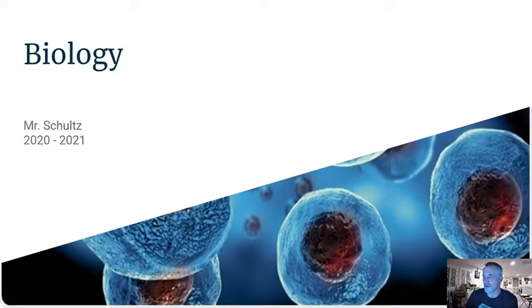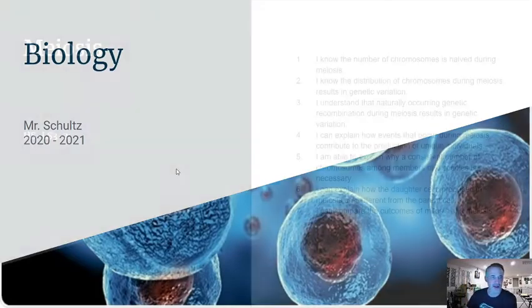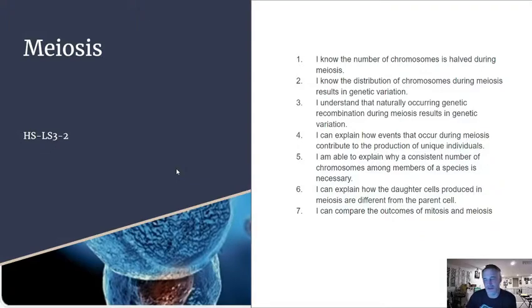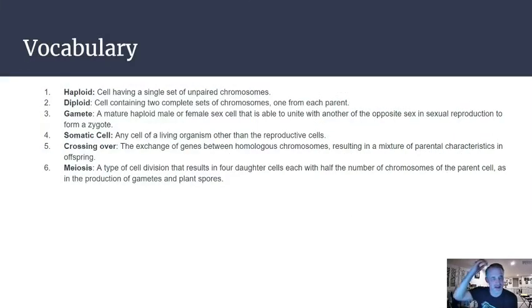All right, so we're still covering obviously cell division. Now we're moving into something called meiosis. Here are the learning objectives. You can find them also on Canvas. And then I also want to just touch on a few vocabulary words. This is also on Canvas.